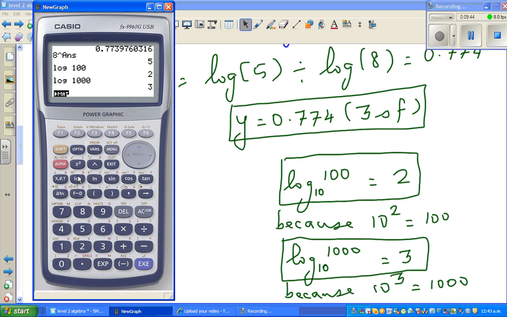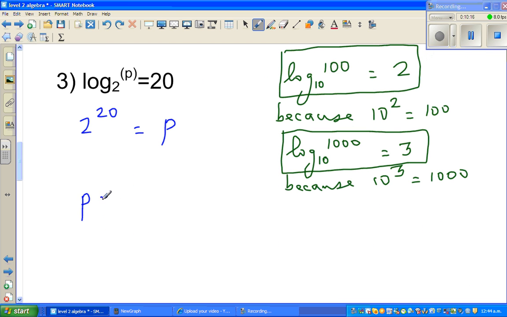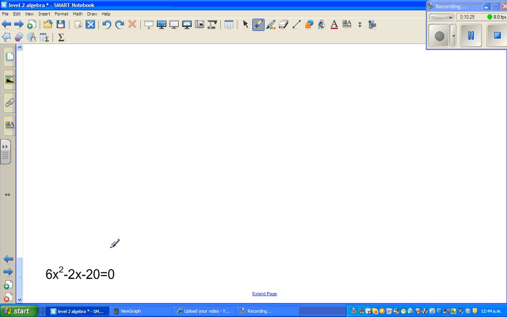that is 3. So log of 10,000 would be what? Use your logic. If we are asking log of 10,000, the question is: 10 to which power gives me 10,000? So it should be 4. Okay, I hope it's clear. Using that same principle, this changes to 2 to the power 20 is equal to p. So p is 2 to the power 20, and that's the answer. This is a very huge number. So that's done.